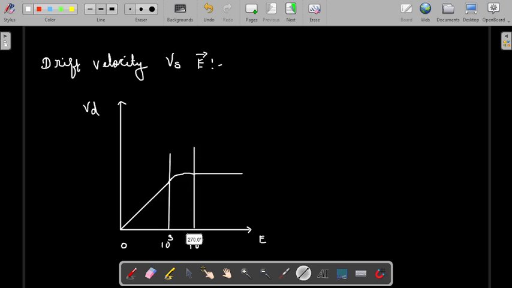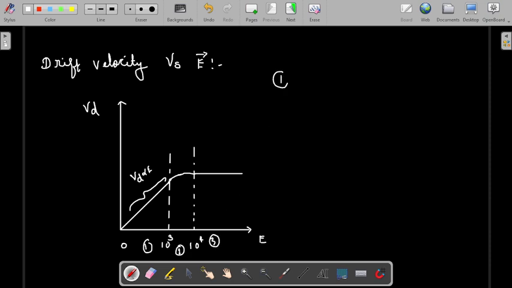So this is the two curves. This is 10 power 3 and this is 10 power 4. So Vd is directly proportional to E in this region of the curve. After that there is one small change and then it will be stabilizing. Why is this happening? This is the first region, this is the second region and this is the third region.